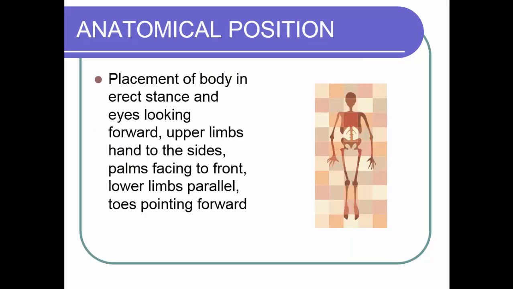The anatomical position is discussed in your textbook, and it's placement of the body in an erect stance with the eyes looking forward, the upper limbs and hands to the sides, the palms facing to the front, and the lower limbs parallel with the toes pointing forward. Unfortunately, this skeleton is not in the anatomical position because the palms are not facing forward, and the arms aren't really towards the sides. They're kind of off lateral from the body.